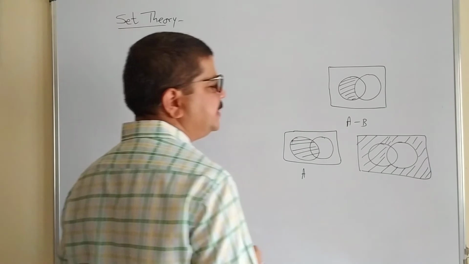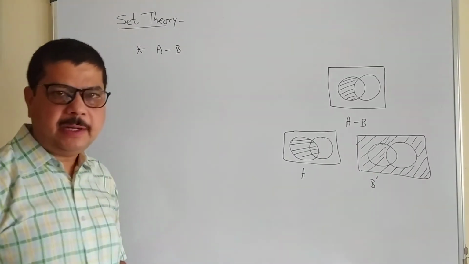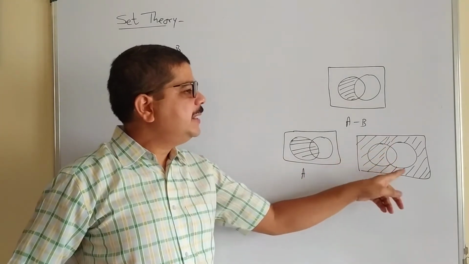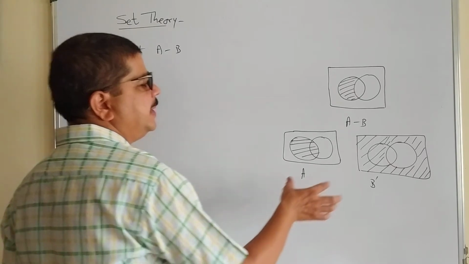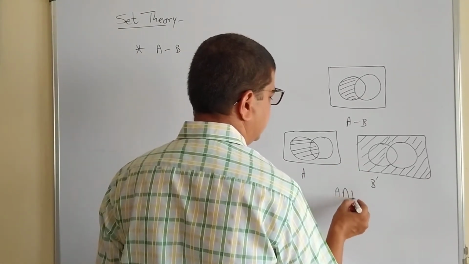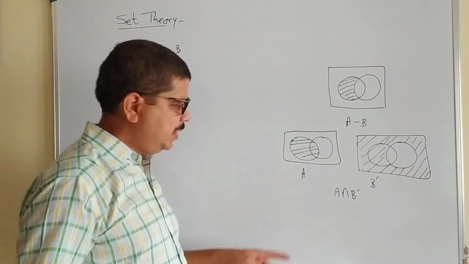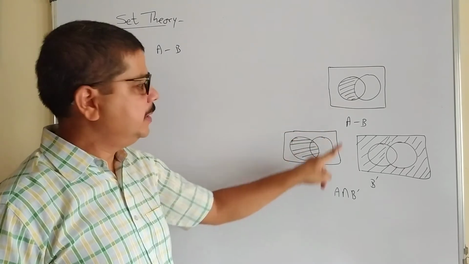What is this? That is B complement. B complement means all the areas which are not in A. If I make the intersection, A intersection B complement, it will give you A minus B.